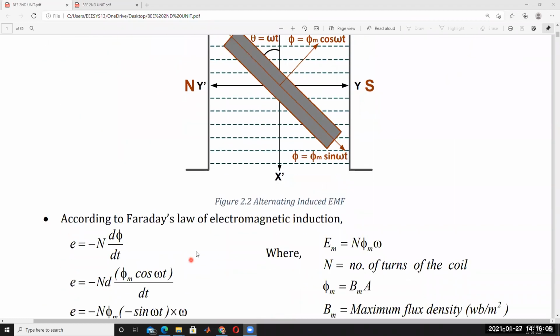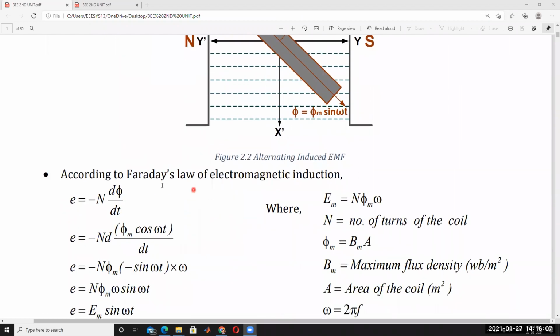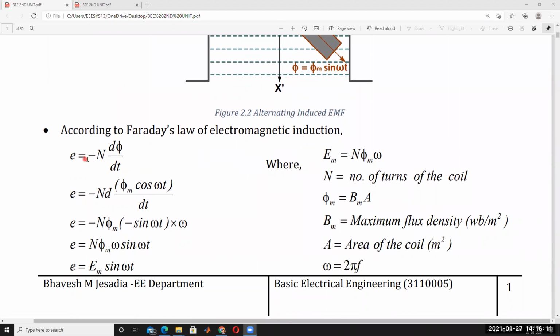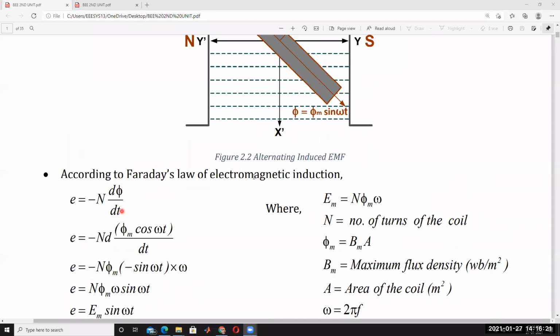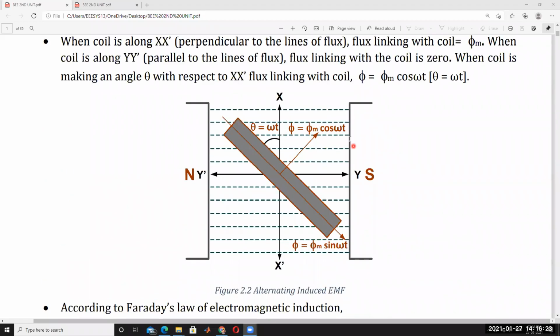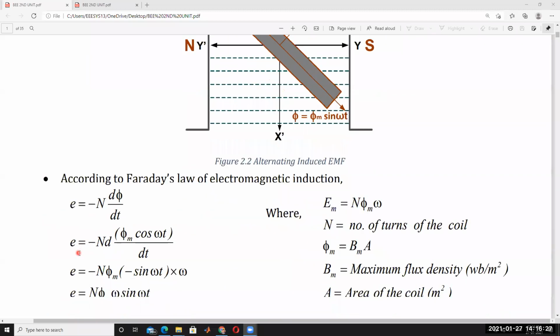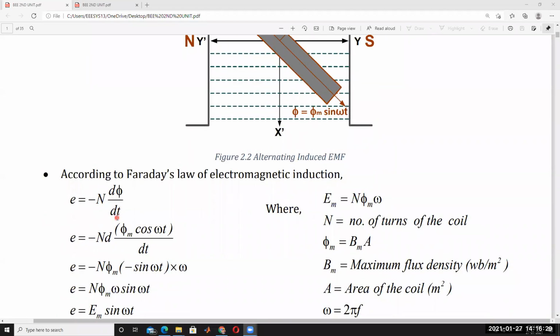According to Faraday's law of electromagnetic induction, you know well, E is equal to minus n into d phi by dt. Here phi is equal to phi m cos omega t. Substitute here. Then E is equal to minus n into d phi by dt, of phi m cos omega t.